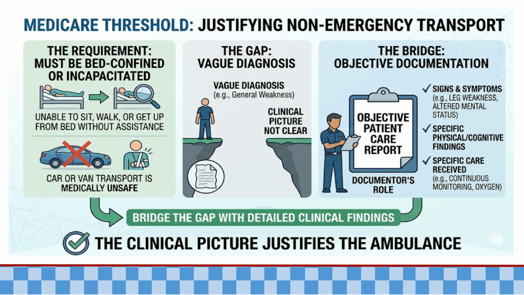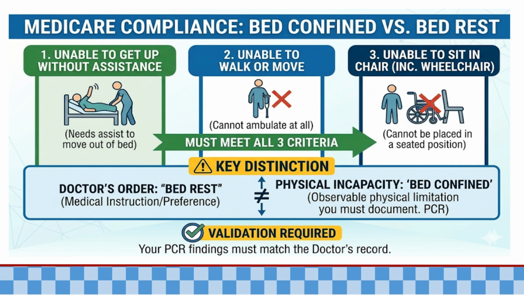Objective documentation bridges the gap between diagnosis and physical presentation. Document specific signs, symptoms, and care received to justify the ambulance. To be bed confined, the patient must meet all three criteria: unable to get up without assistance, unable to walk, and unable to sit in a chair, including a wheelchair. There is a key distinction between bed rest and bed confined. You must document the physical incapacity.